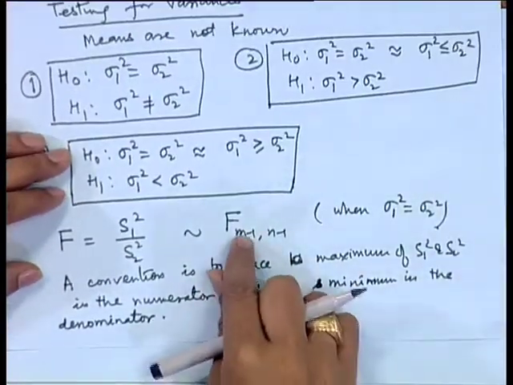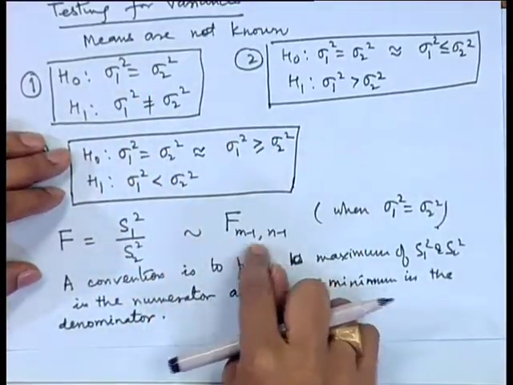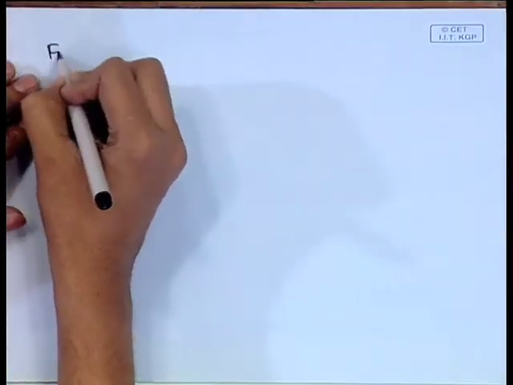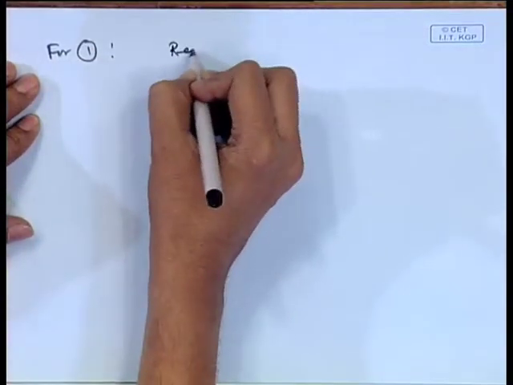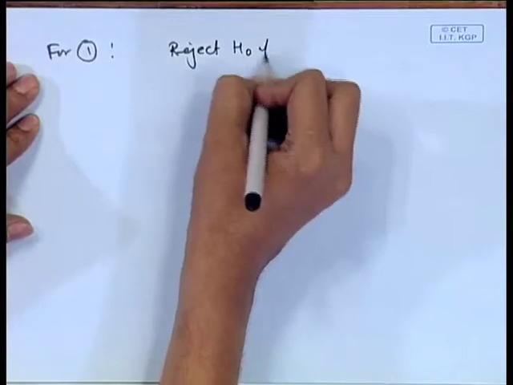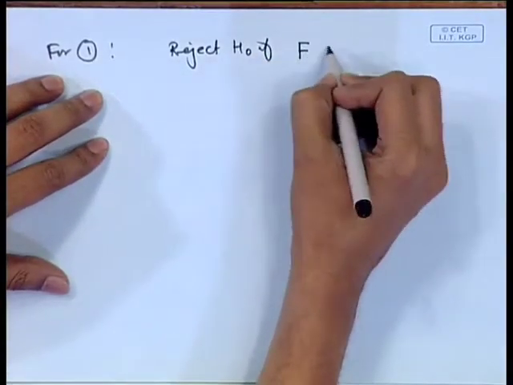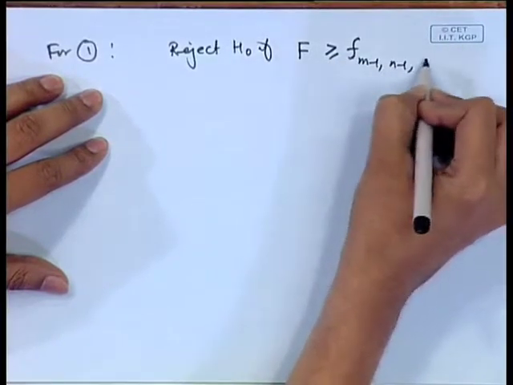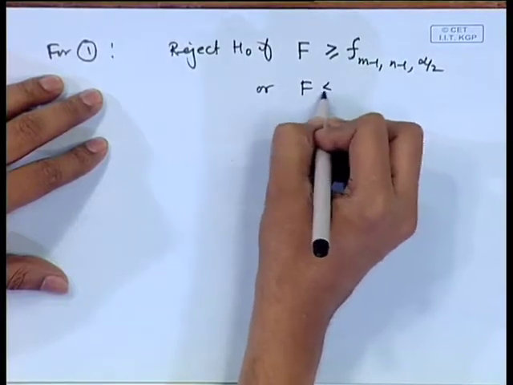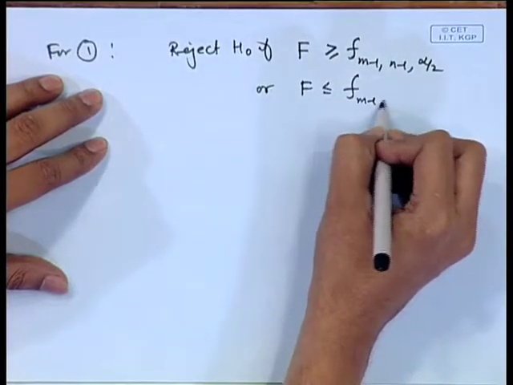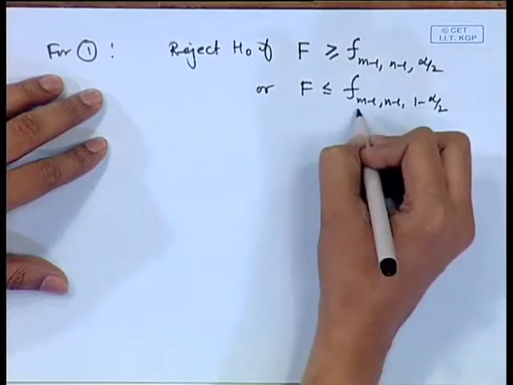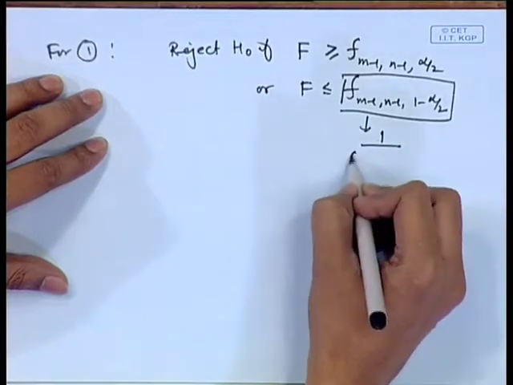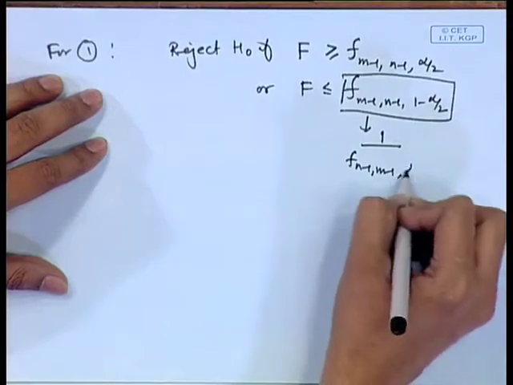So, now if we are making a test of the hypothesis based on this F distribution on m minus 1, n minus 1 degrees of freedom, then for 1 the test would be reject H naught if F is greater than or equal to F m minus 1, n minus 1, alpha by 2, or F less than or equal to F m minus 1, n minus 1, 1 minus alpha by 2. Of course, in the F distribution, because of the reciprocal nature, this is equal to 1 by F n minus 1, m minus 1, alpha by 2.